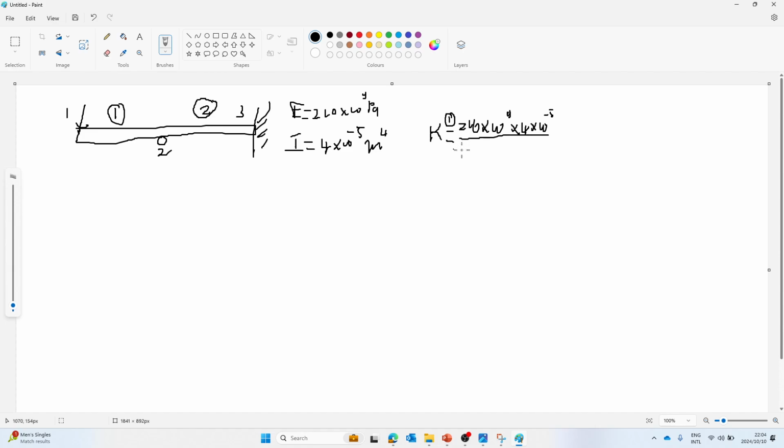L here, remember it is 6 this side and 6 this side. For element 1, we're gonna have 6 cubed. Please help me, guys. Just give me those values quickly.